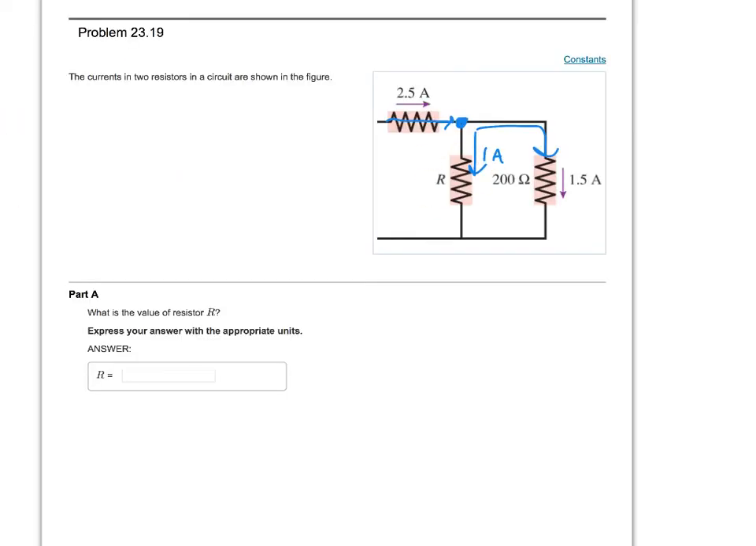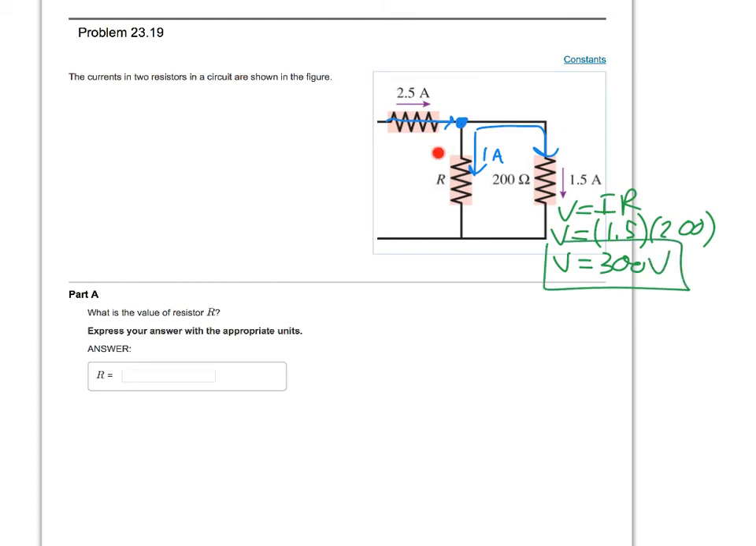We can find some things with that. I also know the resistance and current of this particular resistor, so I can use Ohm's law, V equals IR, to solve for the voltage across it. So it's going to be 1.5 times 200, or 300 volts, across this resistor.